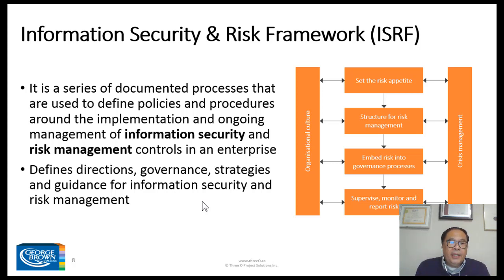Okay, and the next bullet is defining directions, governance, strategies, and guidance for information security and risk management. So the underlying purpose of an information security and risk management framework is a set of documented processes being reviewed, accepted, and approved in the area of information security and risk management. All these documented processes define direction, define governance, define strategy, and provide guidance for employees, for IT, for different business groups to follow from an information security and risk management standpoint.